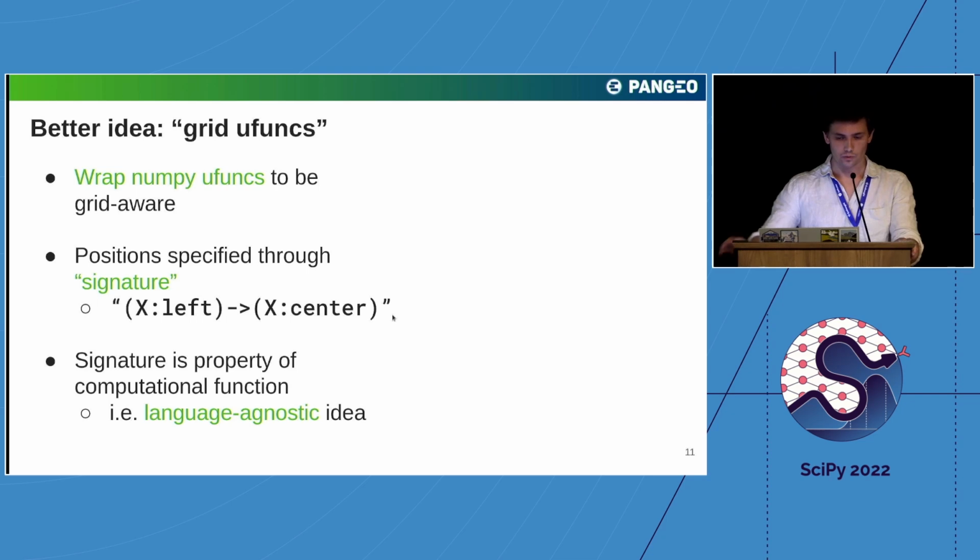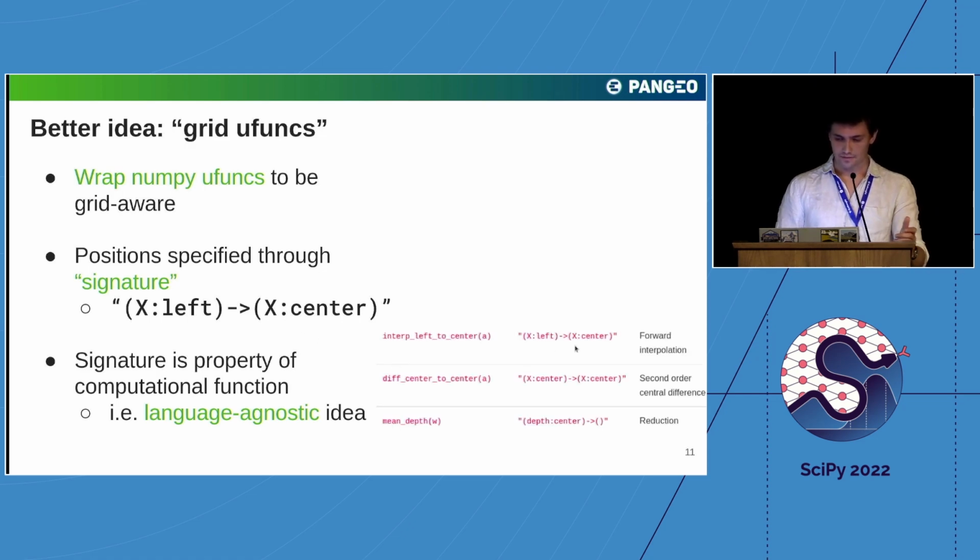So a better idea was to rewrite the library in terms of this thing we're calling a grid ufunc. The idea is motivated by analogy to a NumPy ufunc, in that it's the kernel of the operation that you want to perform, except that you also include information about the grid positions of the data before and after the operation. So if you have a differencing operation, it might expect data that lies on the left-hand side of the grid cell and return data that lies on the center of the grid cell. And this concept is language agnostic. You could describe any function that acts on staggered grids in this way. It's not specifically a Python idea.